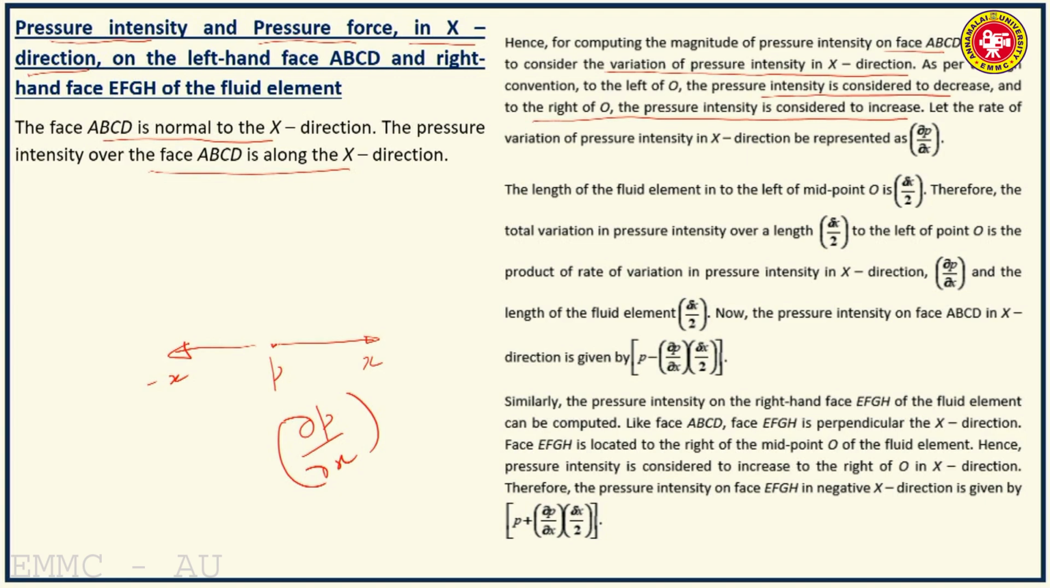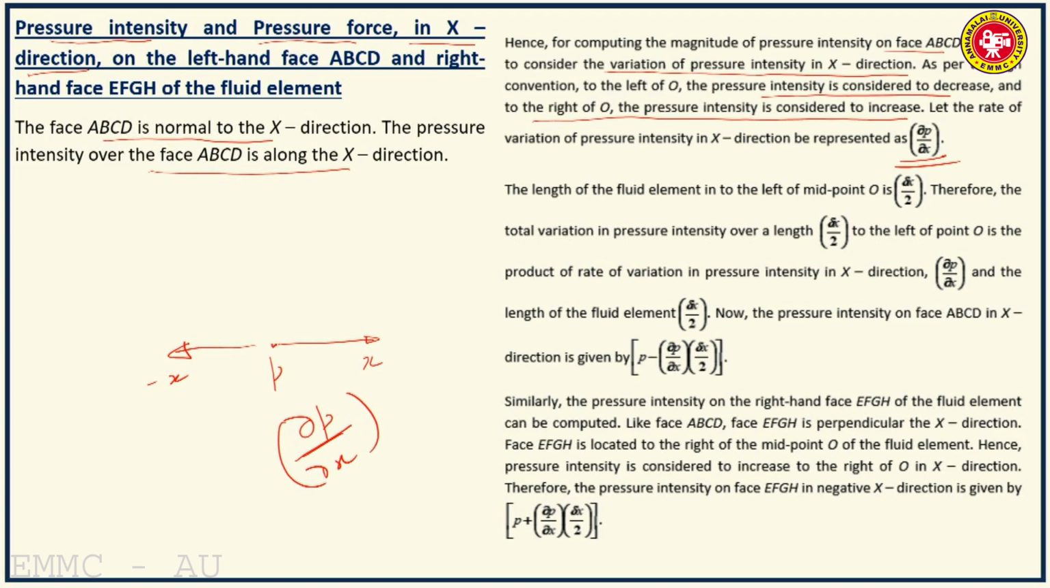So for the variation, we use the partial derivative. Why are we using the partial derivative? Because we are considering three directions. We assume that the pressure varies in all three mutually perpendicular directions x, y, and z. Now we are considering the variation of pressure only in the x direction, therefore we are using the partial derivative. We are considering the variation in P with respect to only x, so dou P by dou x. The rate of variation of pressure intensity in the x direction is represented as dou P over dou x.